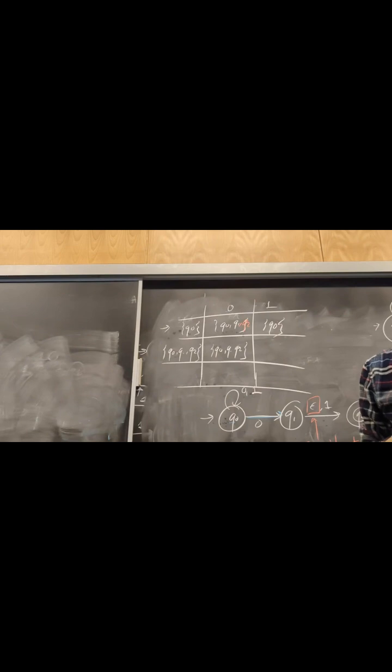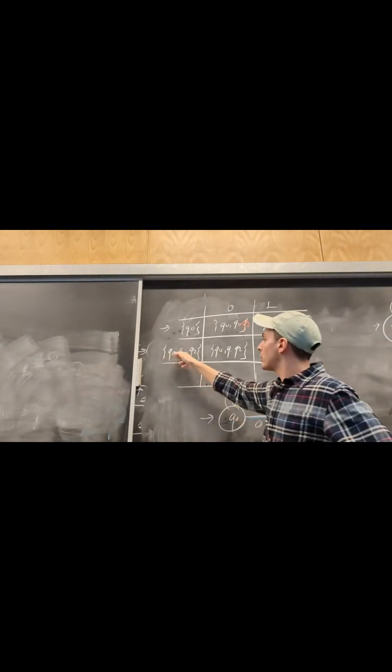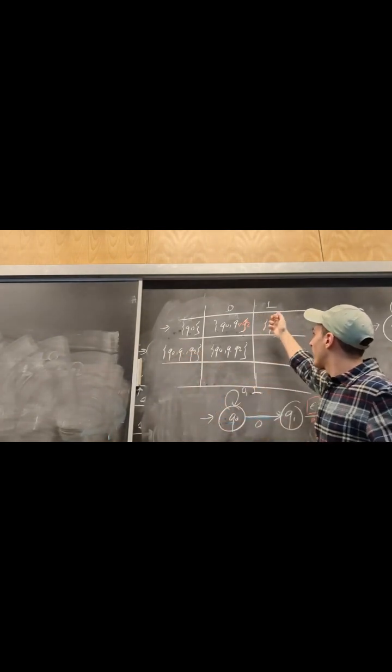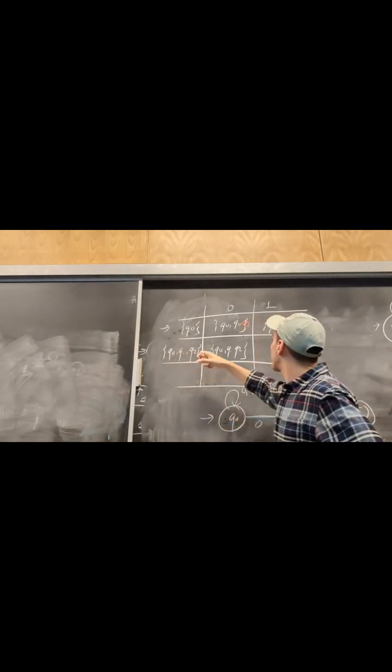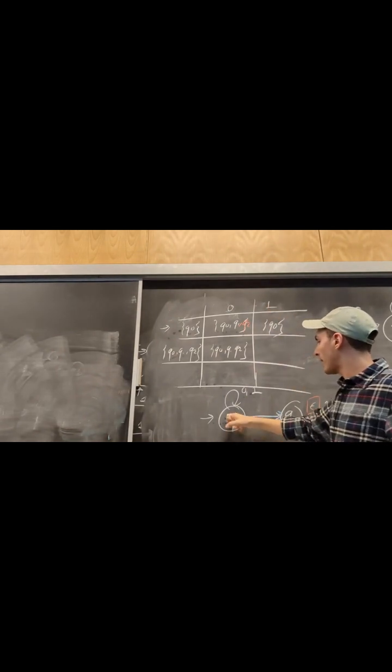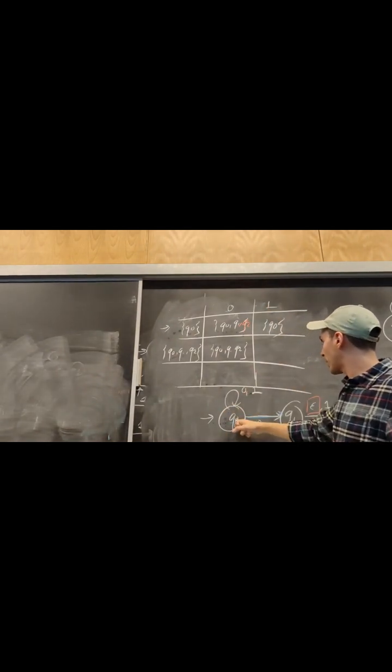What about when I read a 1? When I read a 1, well, let's see. Let me go through each of the states, and let me see where I go when I read a 1. So from Q0, when I read a 1, in my NFA, I go back to Q0, and that's it.